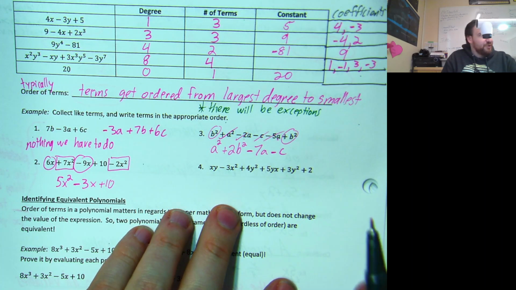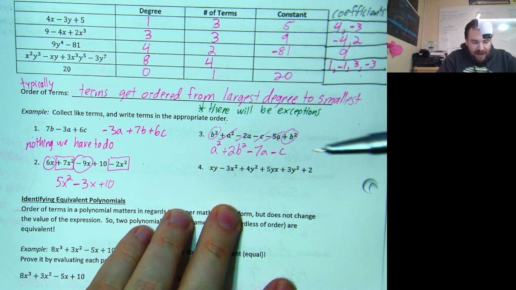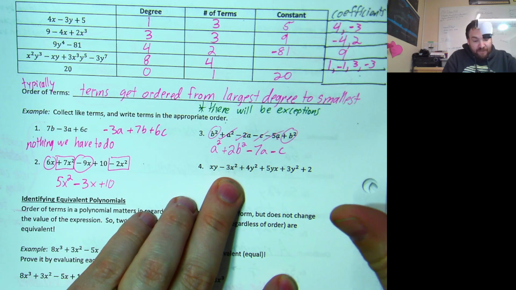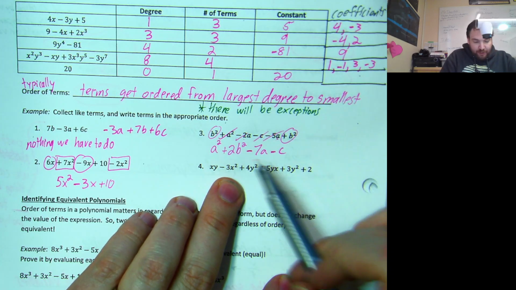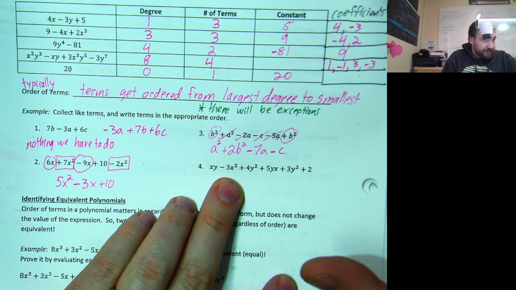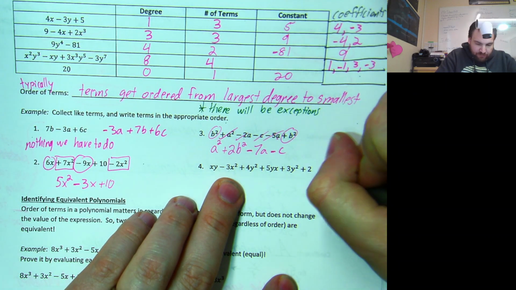Okay, so it doesn't really matter which order. This is another one where there's a particular convention. There's three terms that are all the same degree: the x squareds, the y squareds, and the xy's. Those are all the same degree. And then you've got the constant term, so this is going to end with plus 2.